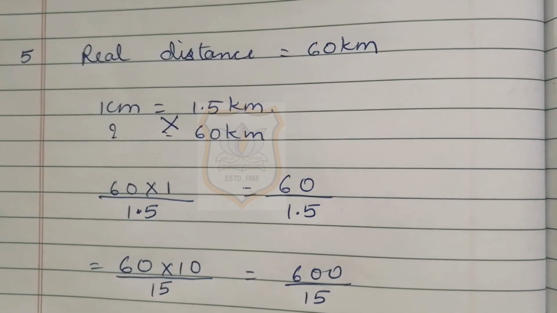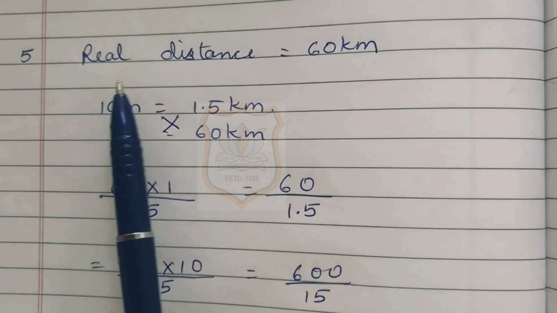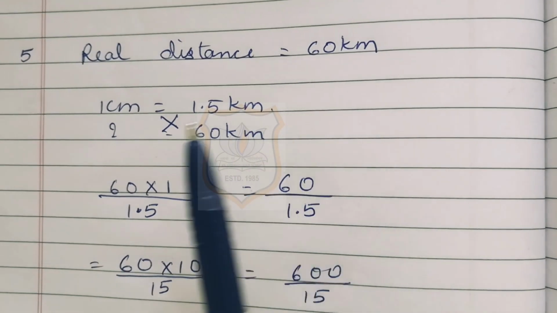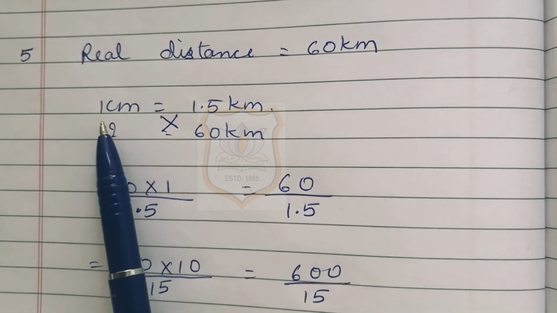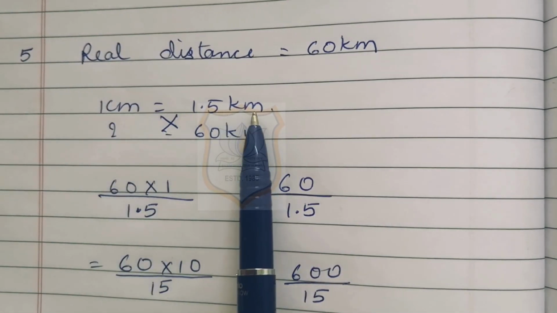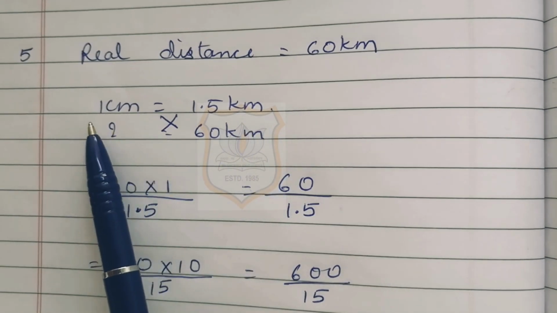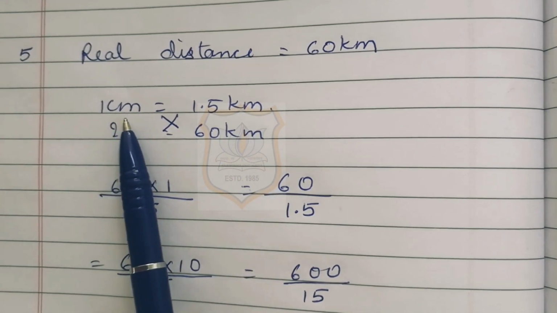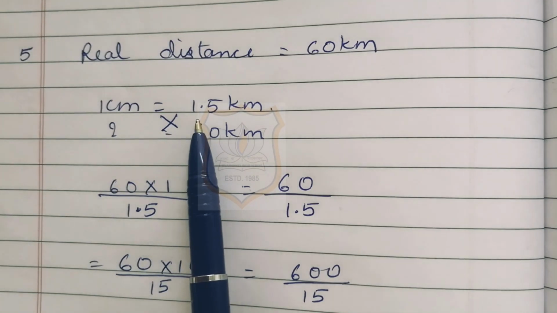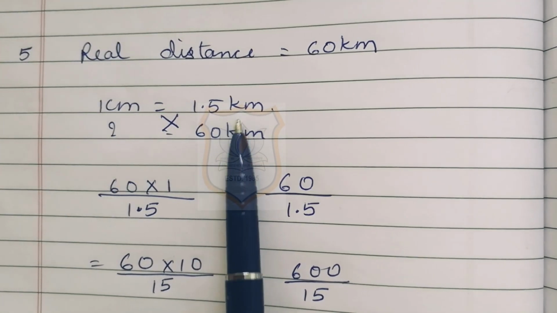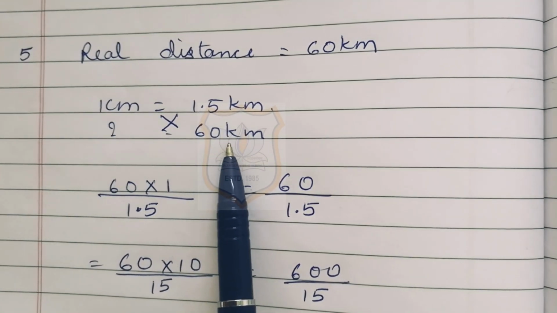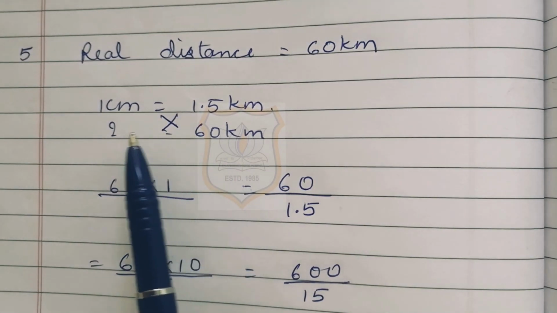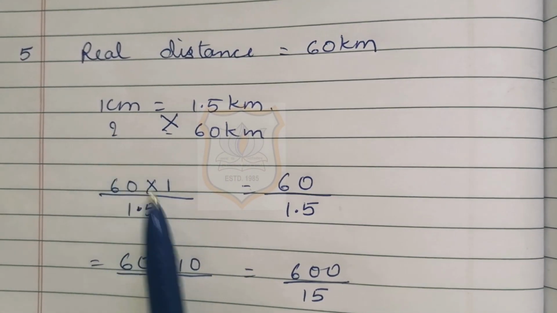Now solution for sum number 5. Here the real distance is equal to 60 kilometers and the scale given in the table is 1 centimeter is equal to 1.5 kilometers. If we cover 1 centimeter of distance on the map, then we are covering 1.5 kilometers of real distance. So if we cover 60 kilometers in real, then how much distance will we cover on the map? We have to find that out.